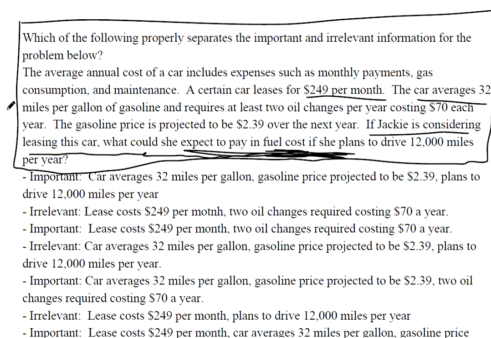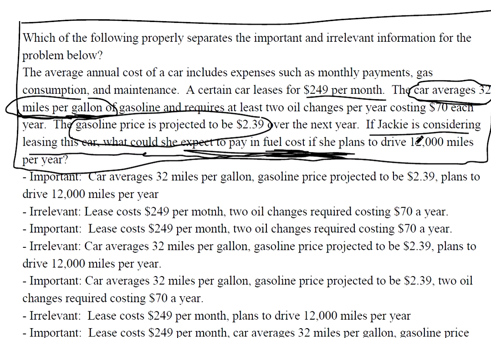How much is the average miles per gallon? That does have something to do with the cost of the fuel of the car. So we want to circle that. It requires 2 oil changes. That's not the fuel, that's oil. So that's not relevant to what we're asked to calculate. And then gasoline is projected to be $2.39 over the next year. That will affect how much money we have to pay in fuel, right? So gasoline projected to be $2.39 per year.